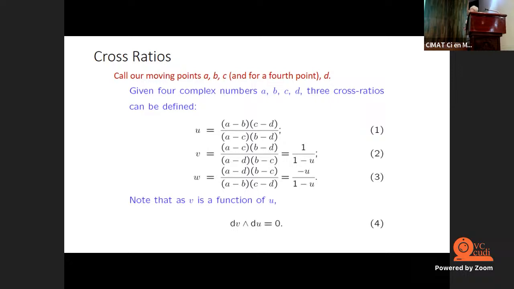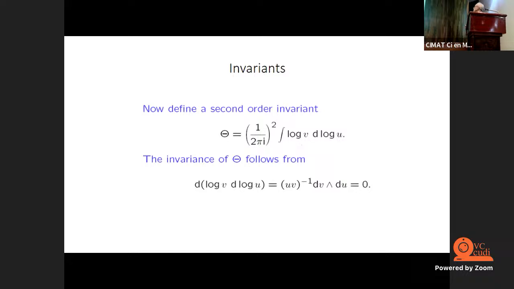So now, if we have, say, three or four points, we can create cross ratios. And the neat thing is that these cross ratios are functions of each other. So, for example, dv wedge du equals zero. Okay? And that's nice because that can lead to some invariance. So we can get a second order invariance, log v d log u. That'll be zero. So you get just the ordinary first order winding number from just log v, and the integral of log v d log u is the second order invariance. And similarly, you can get a third order quantity.